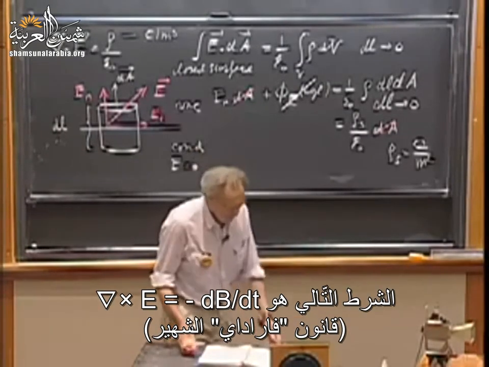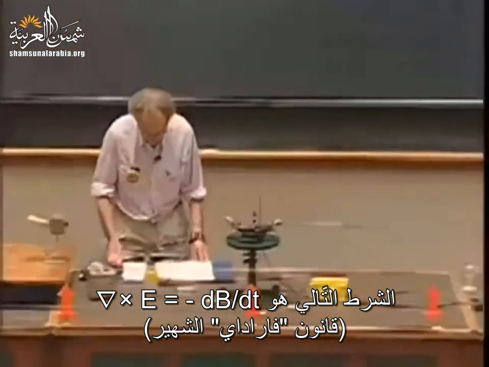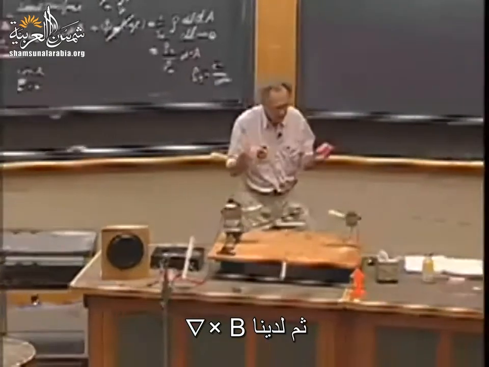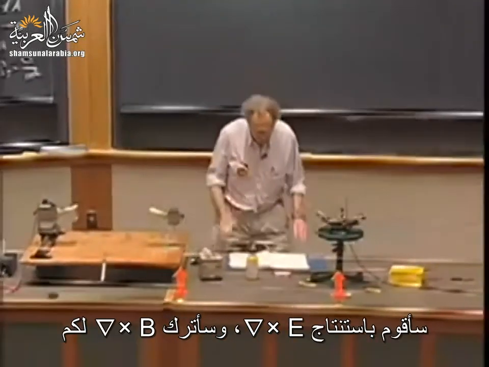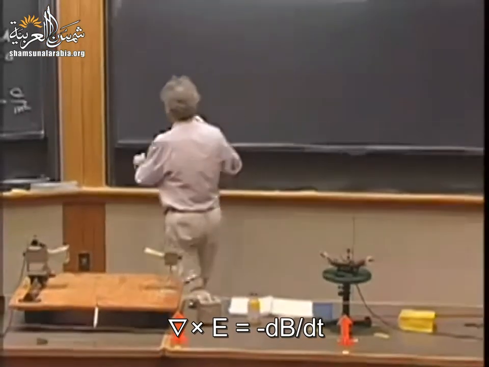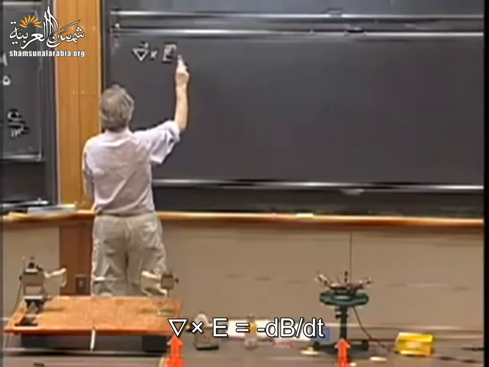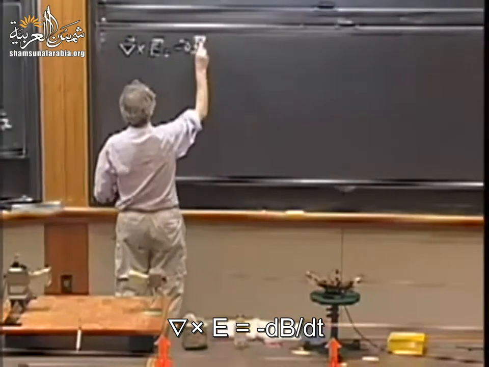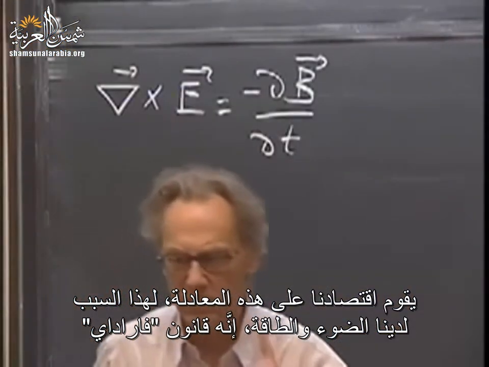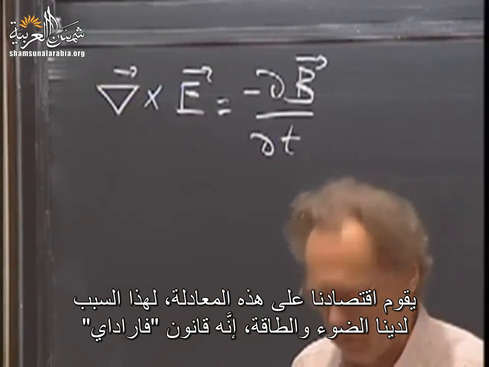The next one in line is the curl of E, minus dB dt, famous Faraday's law. And then we have the curl of B. I will do the curl of E, and I will leave the curl of B up to you. So the curl of E is minus dB dt. This equation runs our economy. This is why we have light. This is why we have energy. This is Faraday's law.